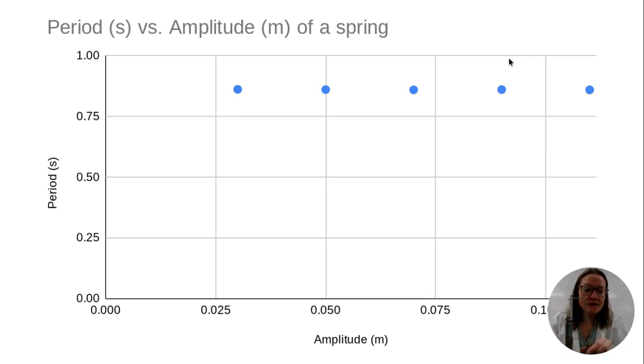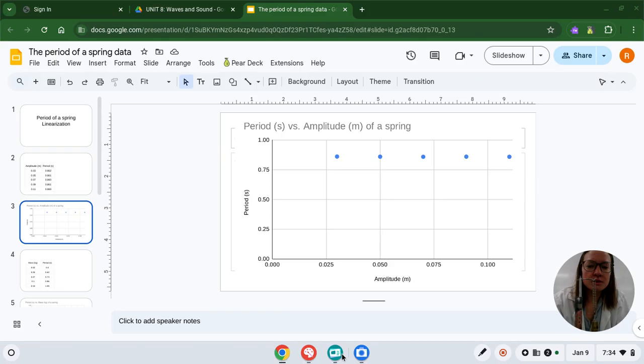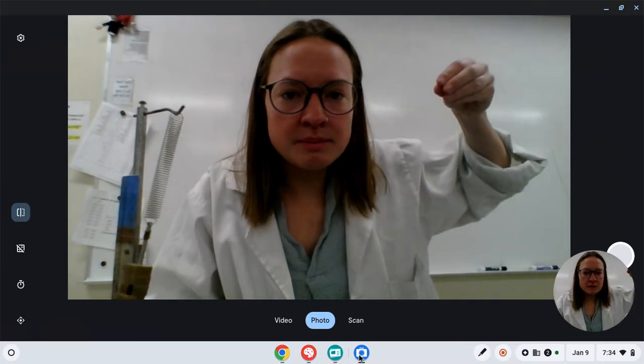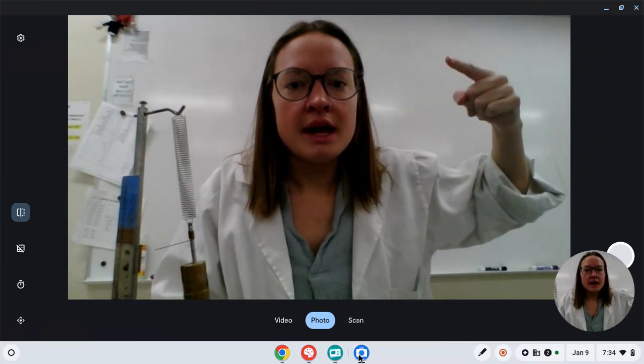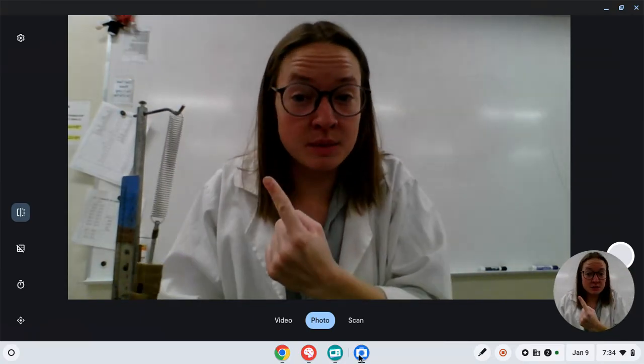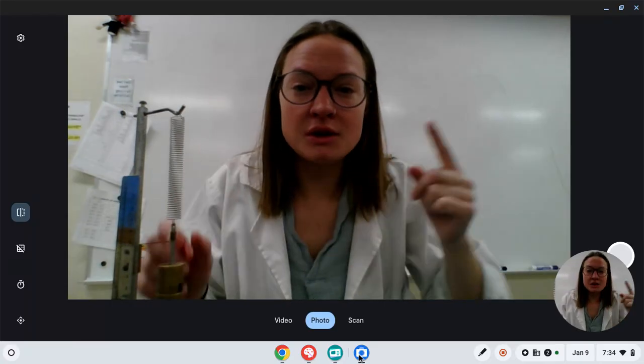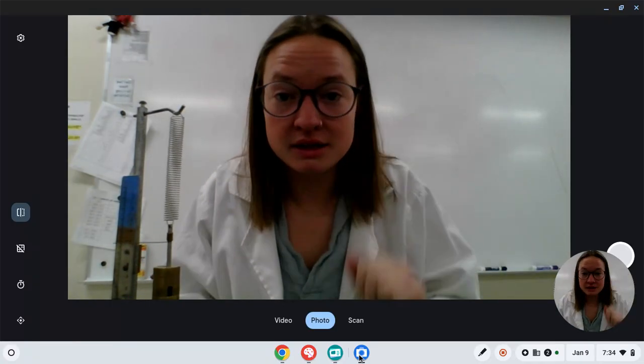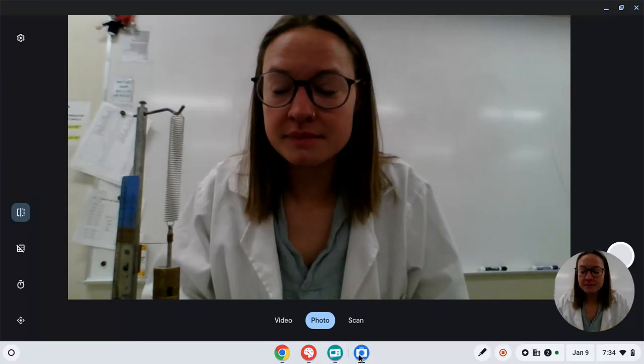It doesn't matter how far I pull it down. Very similar to with pendulums, where we saw that the height doesn't matter. The reason why the height doesn't matter is because if you pull it up to a certain height and you let it go, it goes faster when it falls, but also it has further to go. And so further to go and going faster cancel each other out, and the amount of time is the same.